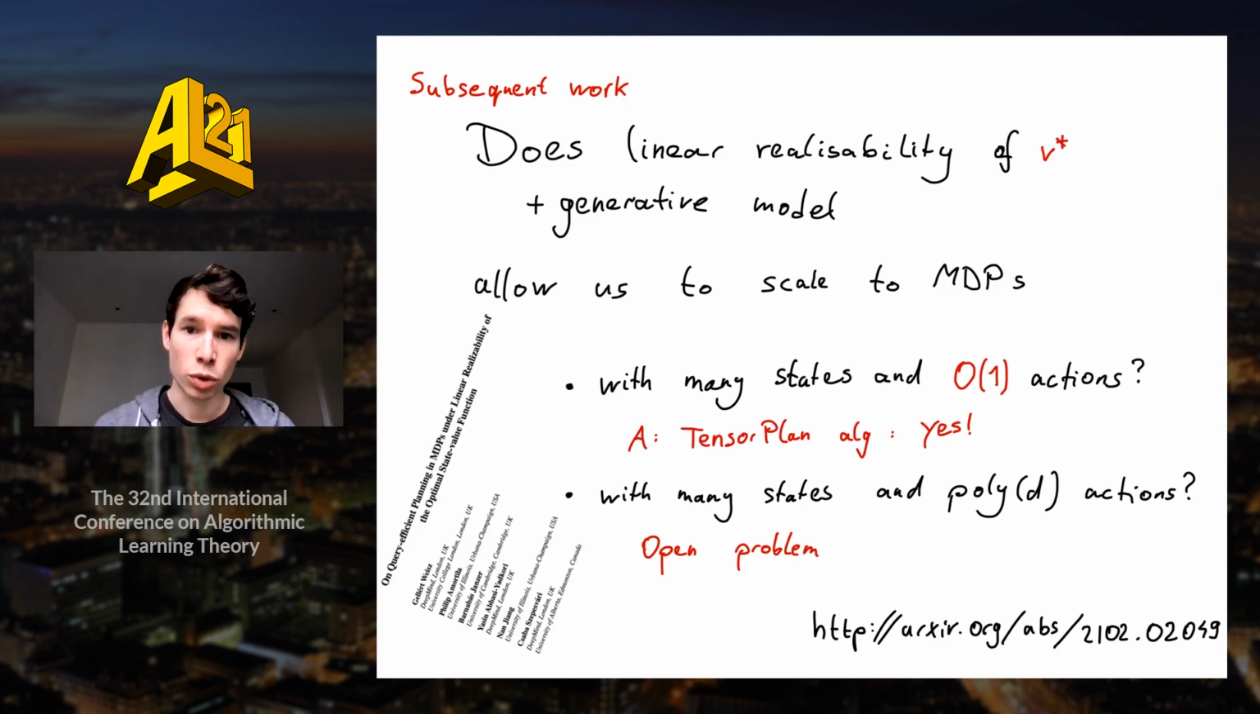Finally, in subsequent work, we explore this question with V star realizability instead of Q star realizability. Perhaps surprisingly, we find that with a small order 1 number of actions, there is a sound planner with a query complexity that is polynomial in all the relevant parameters. This leaves open the question of whether this is possible with a polynomial in D number of actions.